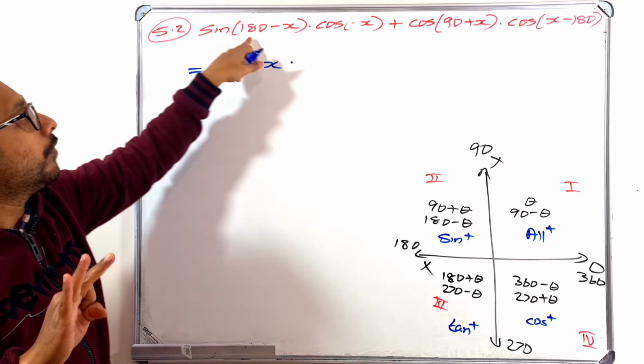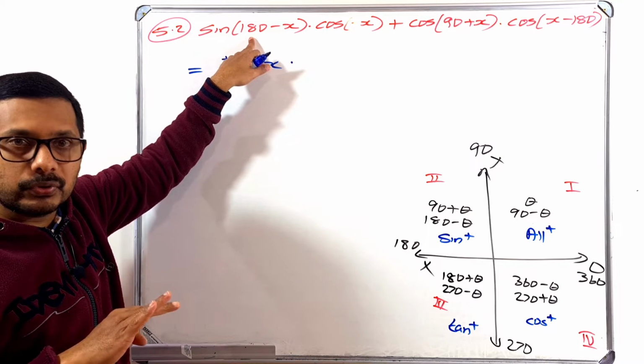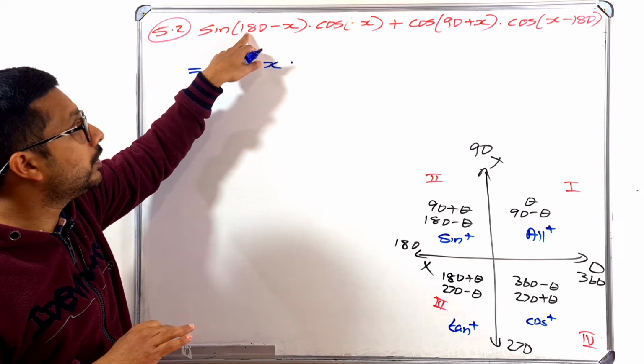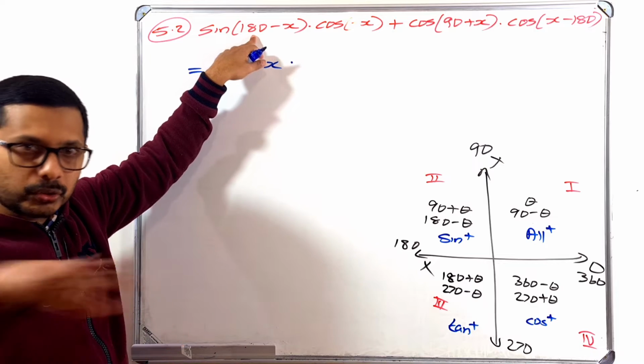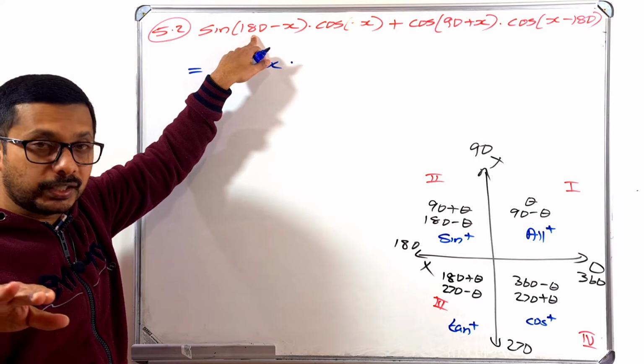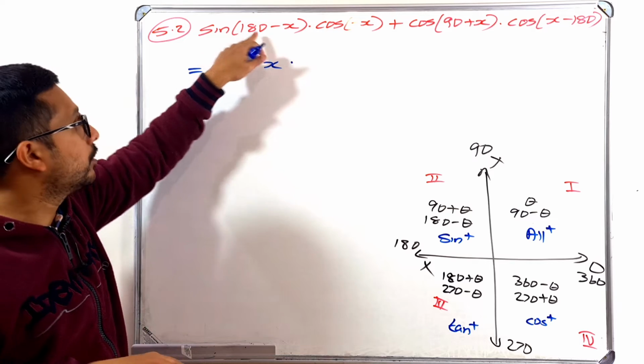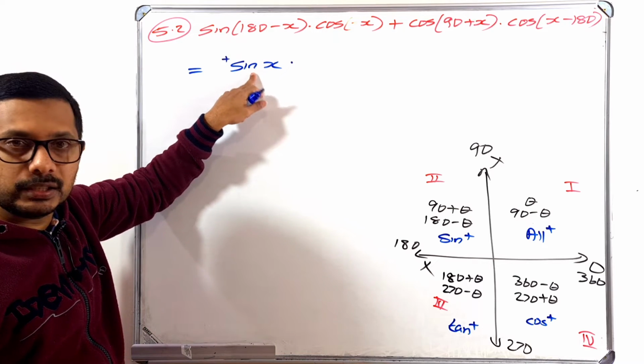Then 180, any change in the graph? No change. Any change in the trigonometry? No. Horizontal line, no change. Do you remember these things? Horizontal line, no change. So here sine, and that sine is the same here.